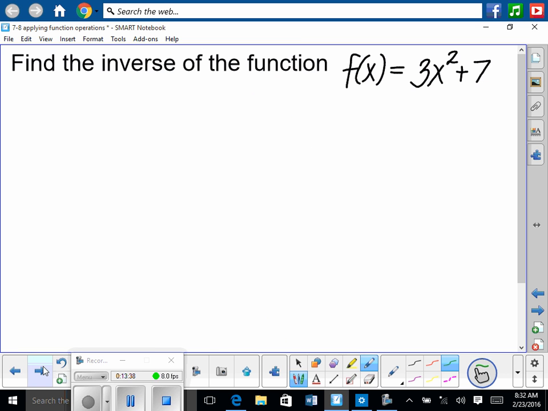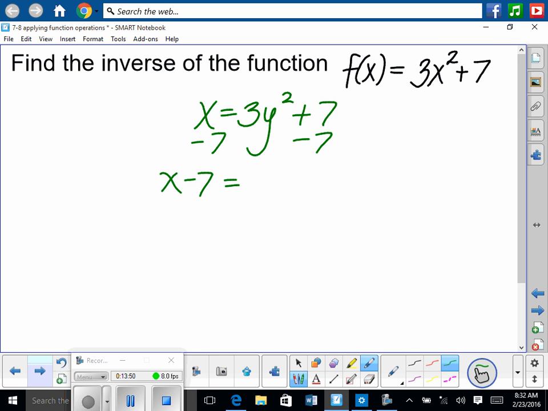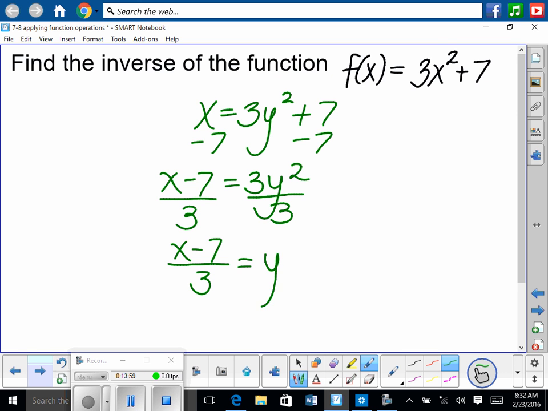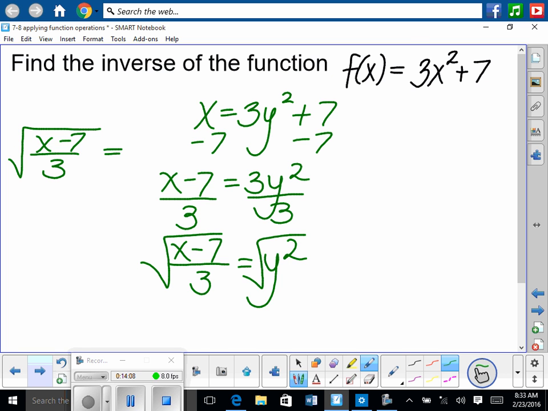Okay, so this one, you switch x and y, same thing. So we have x is equal to 3y squared plus 7. So we're solving for y. We subtract 7 from both sides. X minus 7 is equal to 3y squared. Before we square root it, we would divide by 3. So we have (x minus 7) all over 3 is equal to y squared. And now we'll take the square root because that one does the square. And then we have the square root of (x minus 7) over 3 is equal to y, so y is now alone, so that's our inverse.